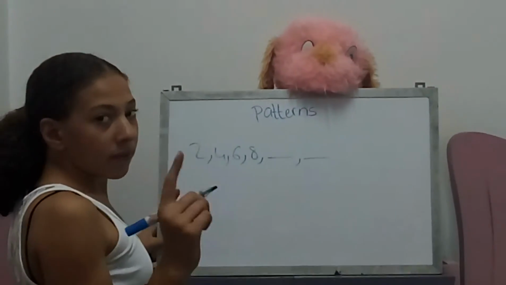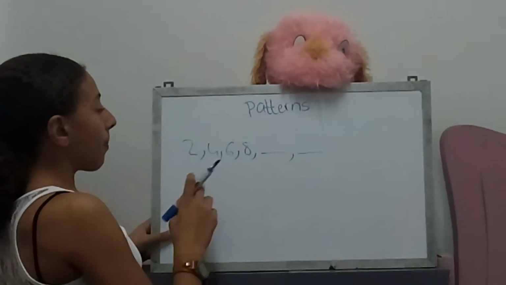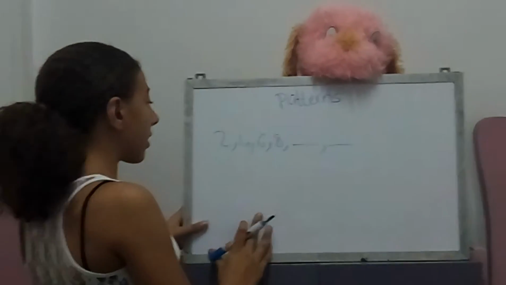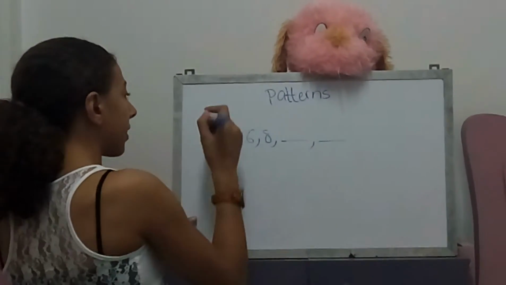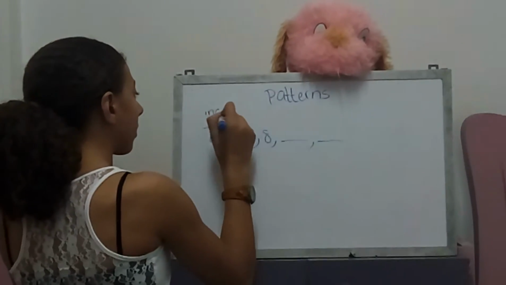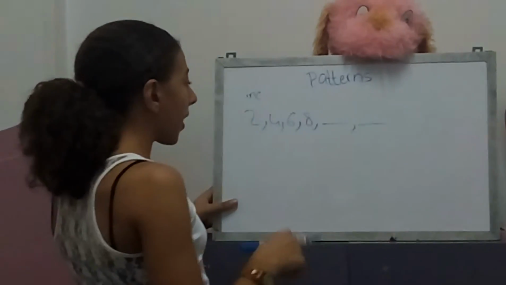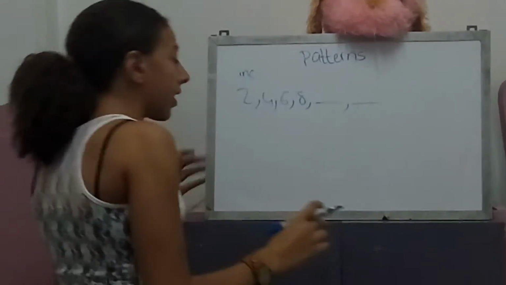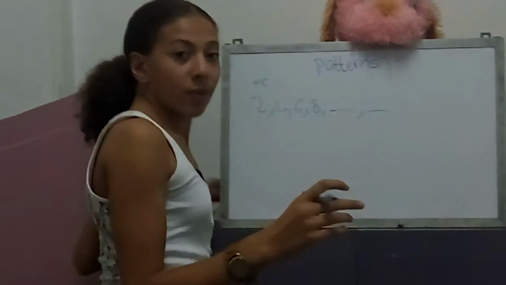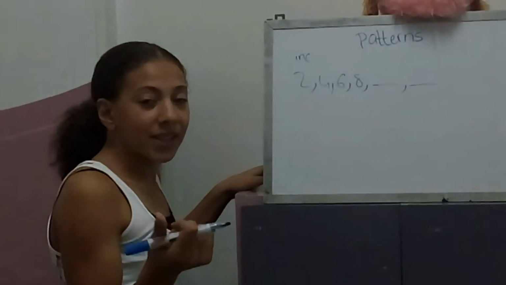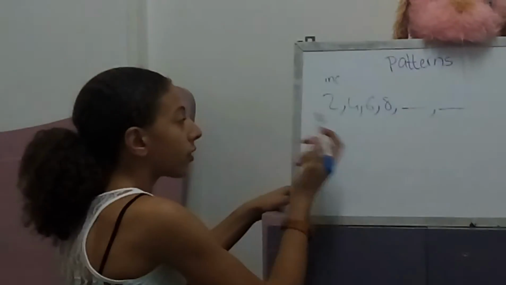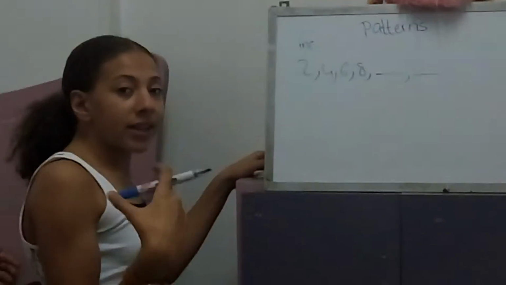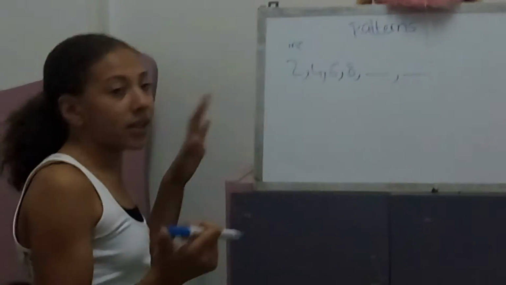Okay, first of all, let's see. Is the pattern increasing or decreasing? From 2 to 4, it's increasing. Okay, that's the first step. So, second thing, when the patterns increase, they either increase by adding or multiplying. So let's see. From 2 to 4, do we add or multiply? Add. Let's start with adding because it's easier.